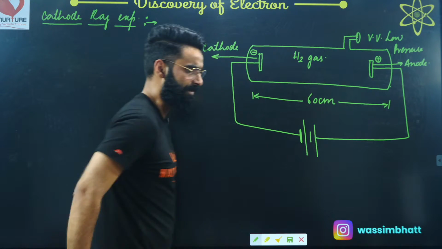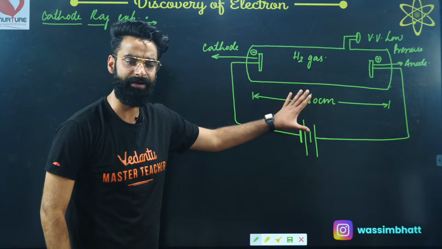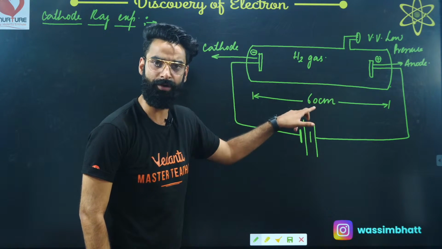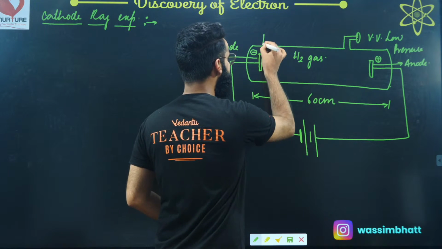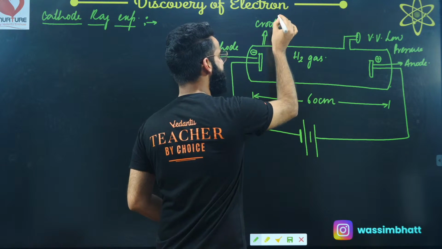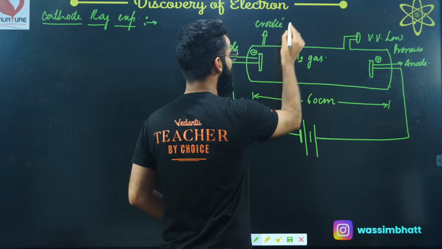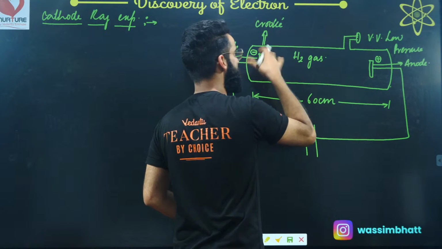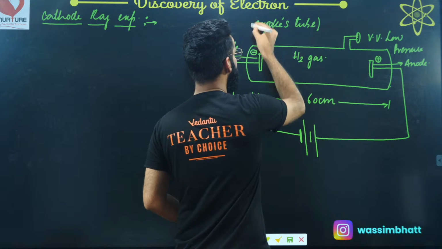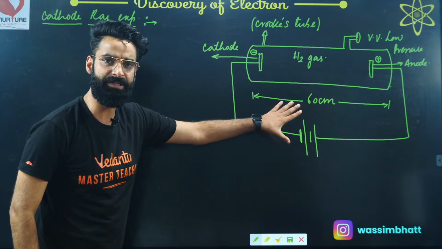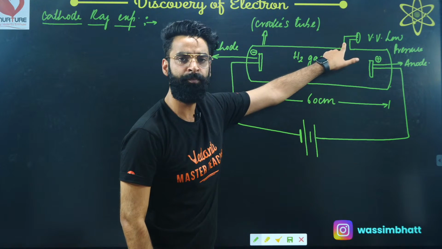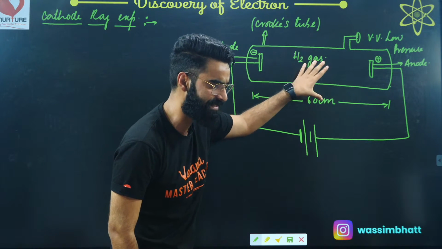Let me give you a quick overview of what I did over here. I took a narrow glass tube which was 60 centimeters long, and let me tell you one more important thing. This tube is what we call the Crookes tube. The scientist William Crookes discovered this tube, and J.J. Thomson used his tube for this experiment. In this glass tube, he kept hydrogen gas, and he kept a vacuum pump so as to maintain the pressure of the gas inside this container.